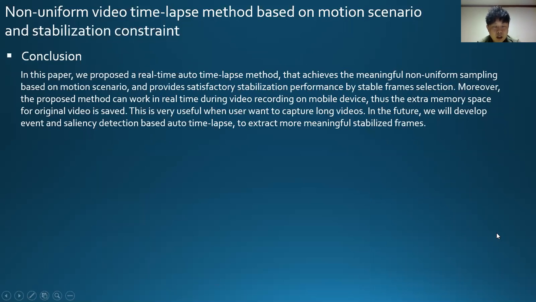As a conclusion, in this paper, we proposed a real-time time-lapse method that achieves meaningful non-uniform sampling based on motion scenario and provides satisfactory stabilizing performance by stable frame selection. Moreover, the proposed method can work in real time during video recording on a mobile device. Thus, the actual memory space for the original video is saved. This is very useful when users want to capture long videos. In the future, we will develop event and stabilization detection based on time-lapse to extract more meaningful stabilized frames.